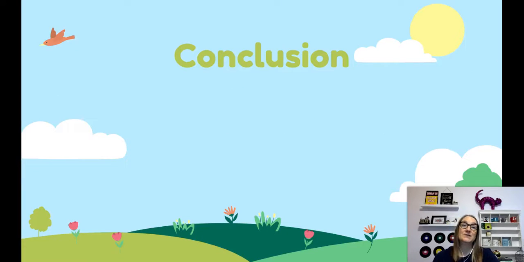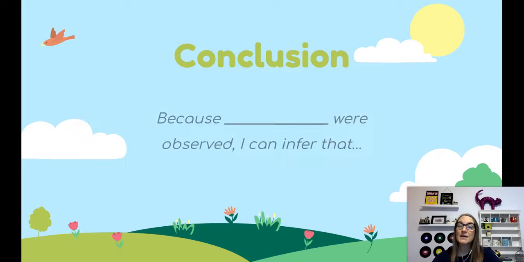Our final step is to write a conclusion. This is where we try to answer our initial question. So again, we have a sentence frame: Because blank were observed, I can infer that. And then we conclude what we think the answer to the question was. Again, on Wednesday, as we're working on this, if you have questions, you can use the sentence frame. You don't have to use the sentence frame. And if you're unsure, please ask me or one of the other teachers, and we will guide you through this process.